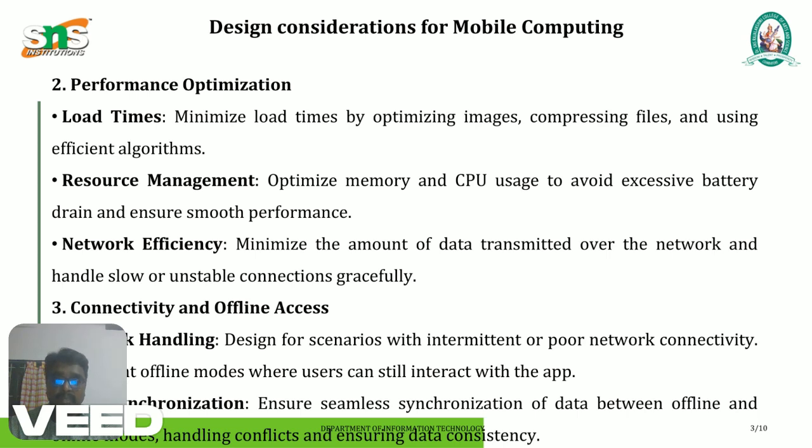Next one is the network efficiency, where we have to minimize the amount of data transmitted over the network, which will also solve the problem of accessibility and make sure that the connection between the server and client is stable and seamless. Next one is the connectivity, where we have to design scenarios for poor connectivity, and make sure of how it is managed. Different synchronization levels also have to be managed between offline and online modes, and this solves resource conflicts. At the same time, data consistency is also ensured.